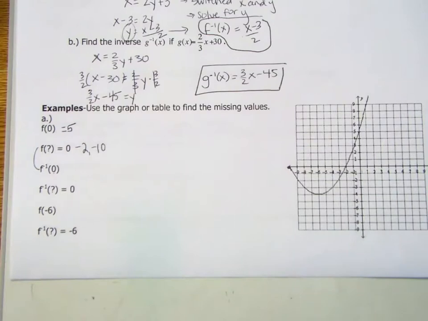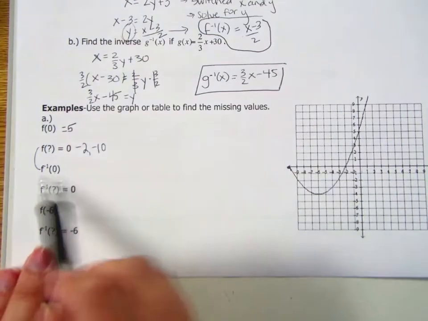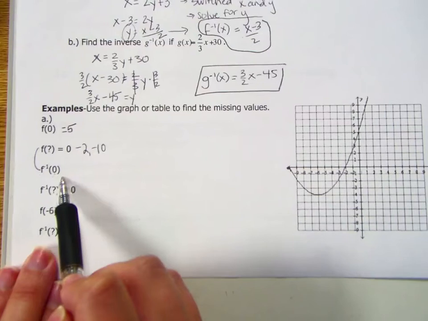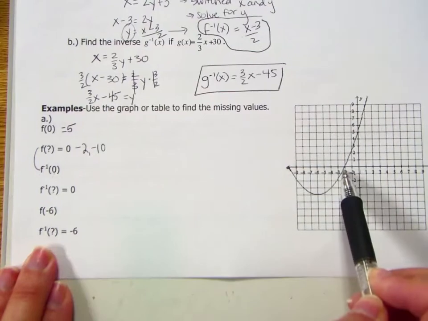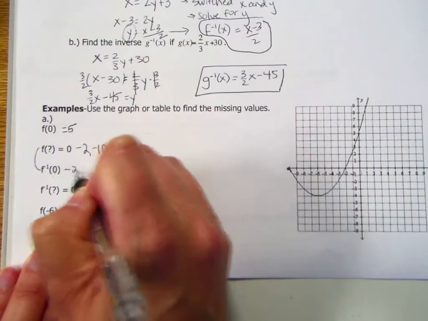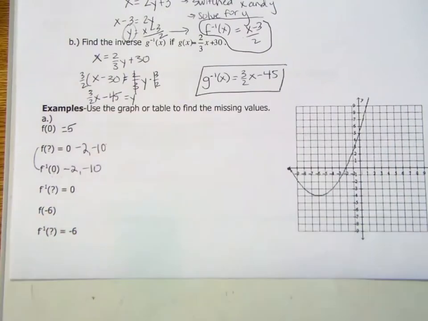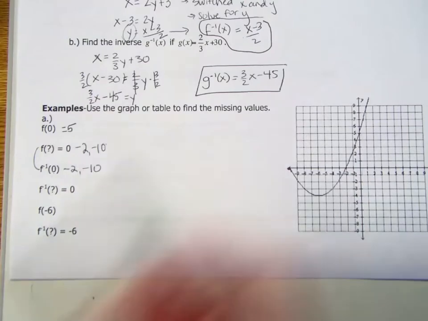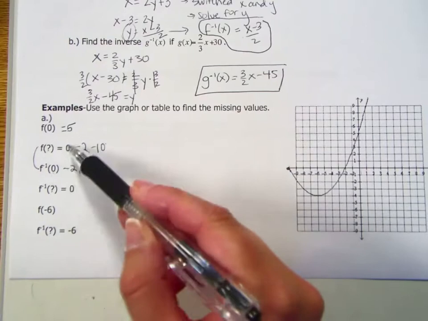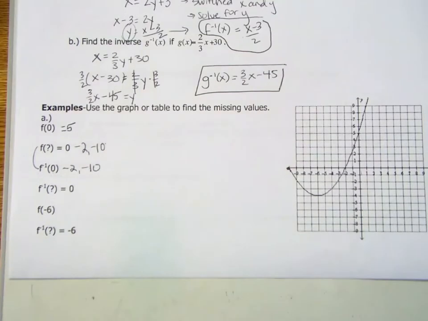Because your domain and range is flipped. Your domain and range is flipped. So this is essentially asking, for your function, what's the input when the output is 0? So the answer would be essentially what we did on the one before. I put those there so you can get that connection, that we're literally flipping the domain and range, the input and the output.